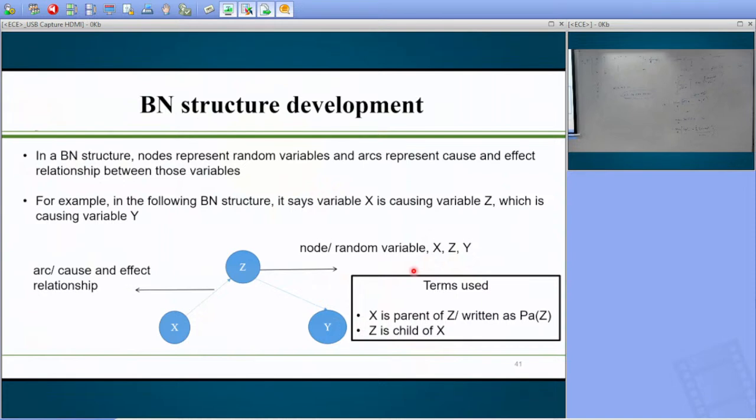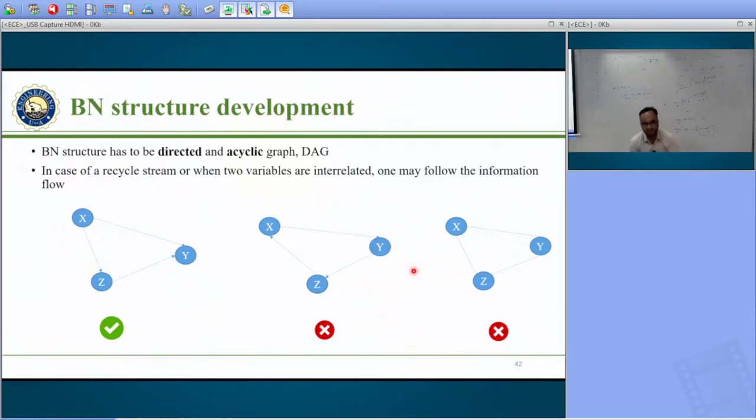Because each process is not a neural network. A neural network has a fixed structure of inputs, multiple layers, and then you go to your output. But here, each process has its own Bayesian network structure, because variables influence other variables in a different way. So each has its own structure. And these are directed acyclic graphs.